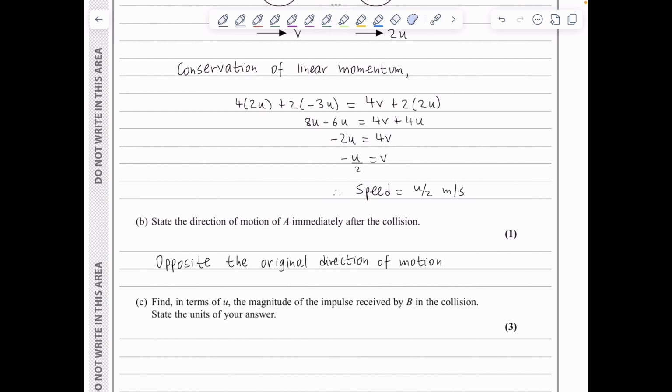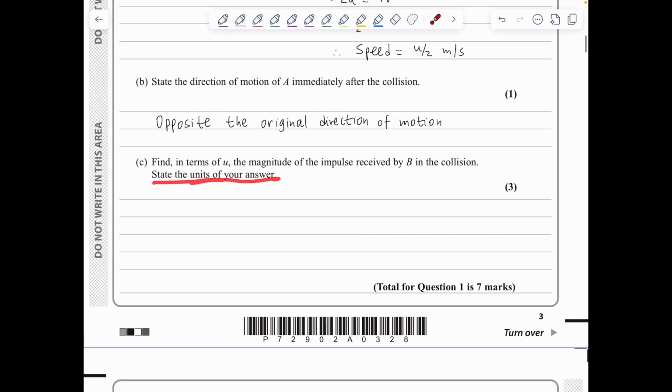In part C, we need to find, in terms of u, the magnitude of the impulse received by B in the collision, and we need to state the units of our answer. Well, we know that the impulse is the change in momentum, so we are considering the particle B here. The momentum after the impact is going to be 2 times 2u, and the momentum before the impact is 2 times negative 3u. This gives an answer of 4u plus 6u, so it's 10u, and the units are newton seconds, or alternatively, you can give kilogram meters per second.